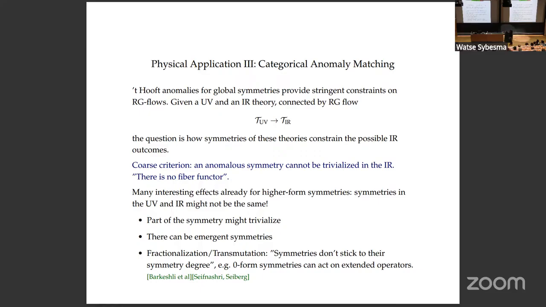So one thing that obstructs this from being a very simple exercise, 't Hooft anomaly matching, is that there's sort of three things that can happen, in particular in higher dimensions. The symmetry might just trivialize in the IR, or there can be new symmetries that emerge in the IR, or there can be really more strange things like what's called fractionalization or transmutation. So symmetries of a particular degree don't stick to their degree. So a zero-form symmetry can transmute to a one-form symmetry or something. So these are kind of things that mix up the game and make it more complicated.